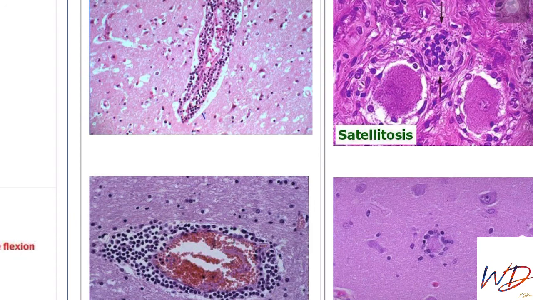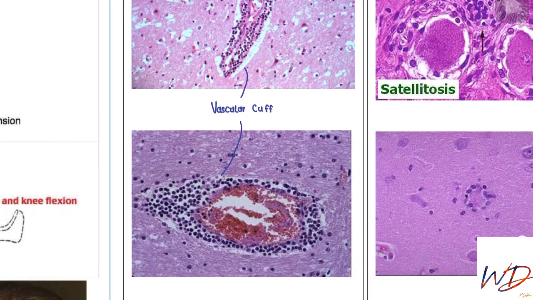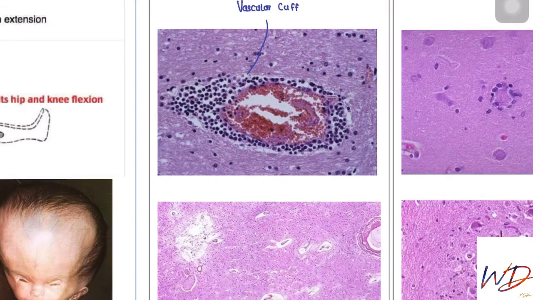This is called a vascular cuff. This structure is called a vascular cuff. Now you can see the white blood cells have come around the vessels, around the blood vessels. This is for encephalitis.